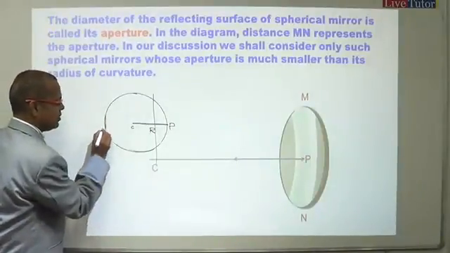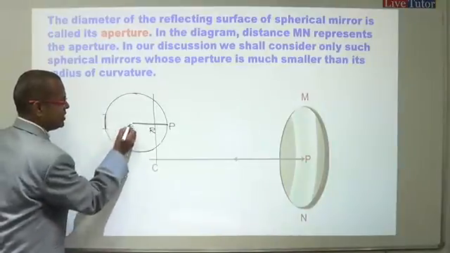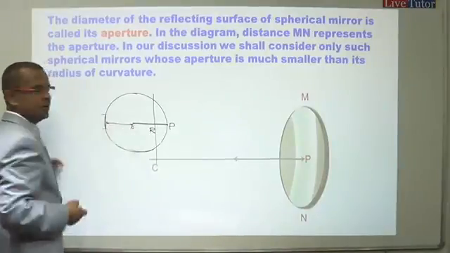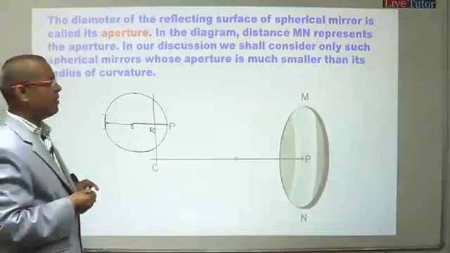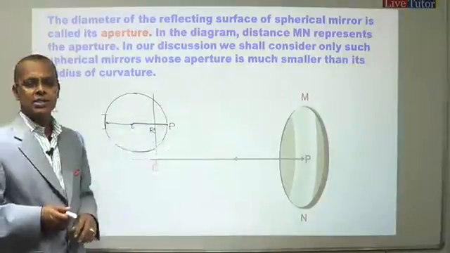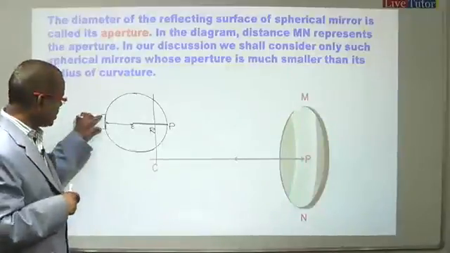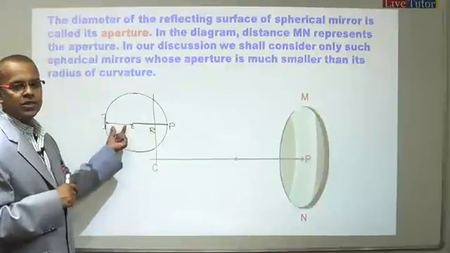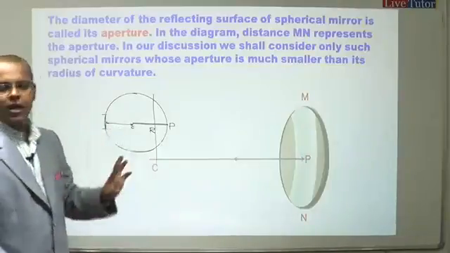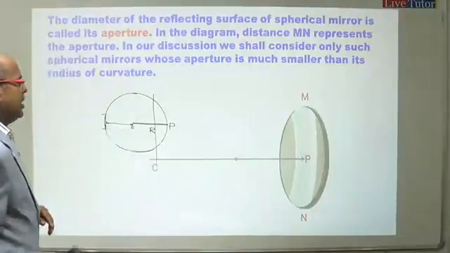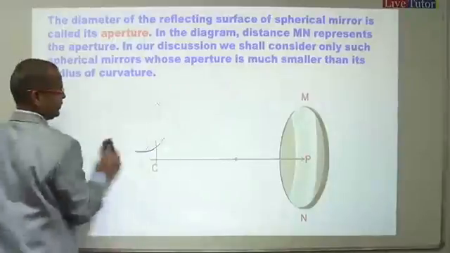Now see the aperture, this is the aperture. See the distance from here, it is much more. Okay, such kind of mirror only we are going to discuss in this class. So, the spherical mirror whose aperture is much smaller when compared to the radius of curvature, such kind of mirrors only we are going to take for discussion.